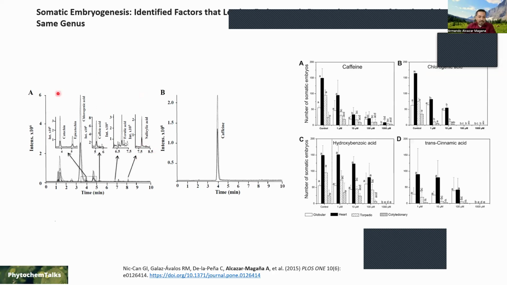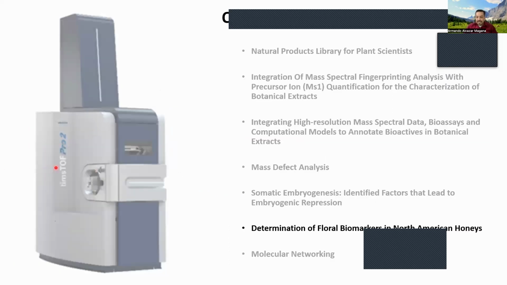So we did analyze the medium of those plants to see what was being released. And we found some of the most abundant compounds, including chlorogenic acid, caffeine, and many others. So the next step was to test those alone and see which concentrations of those compounds inhibit the production of the embryos. And eventually, we found that caffeine together with chlorogenic acid have a synergy that basically inhibits it. So now they are trying to find a way to remove them from the media, and they are still working on this experiment. So it was a very cool finding.